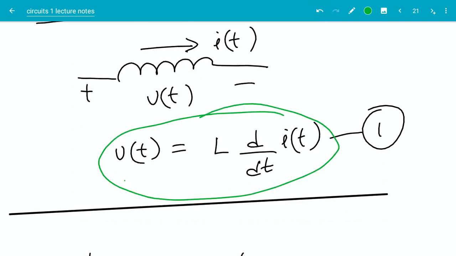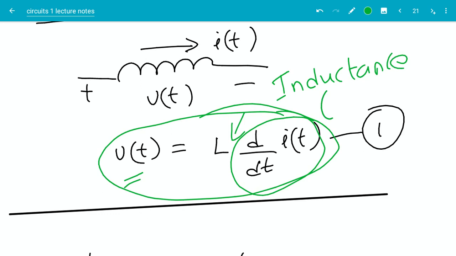The voltage is proportional to the derivative of the current, and the proportionality constant is called the inductance, measured in Henry. So v(t) is L times the derivative of the current. That's the basic relationship. If you're given i(t), you can simply differentiate i(t) and multiply by L to get the voltage. That's the first relationship between the voltage and the current.